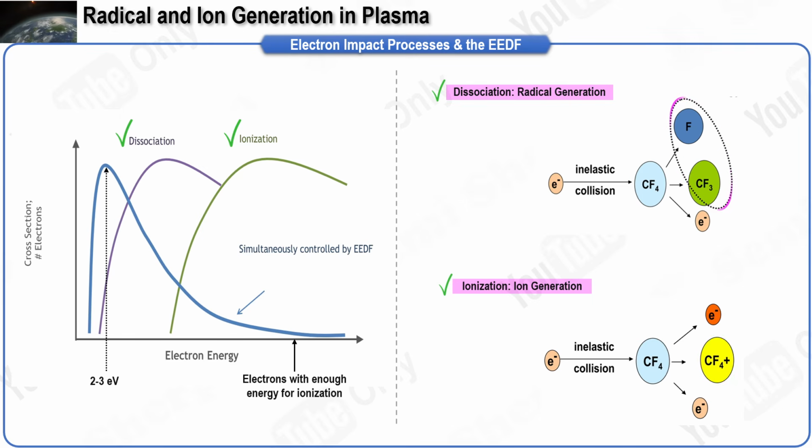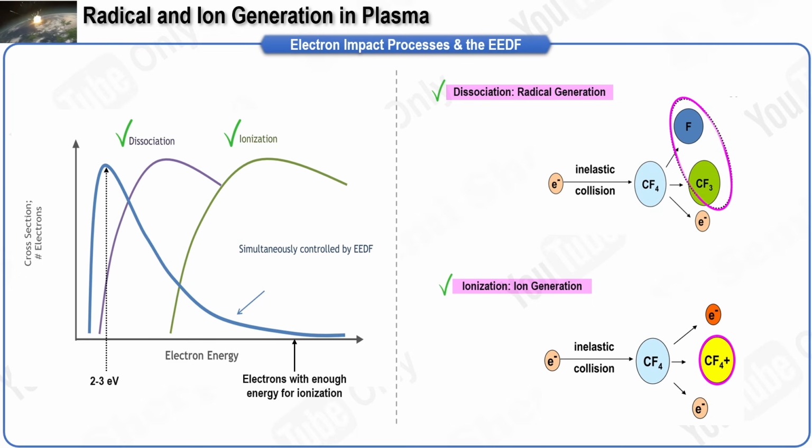This channel sustains a large electron density, and it supplies positive ions that the sheath accelerates toward the wafer. In the plot, the ionization probability rises at higher energy, so only the high energy tail of the distribution contributes. The electron energy distribution function governs both channels at the same time.